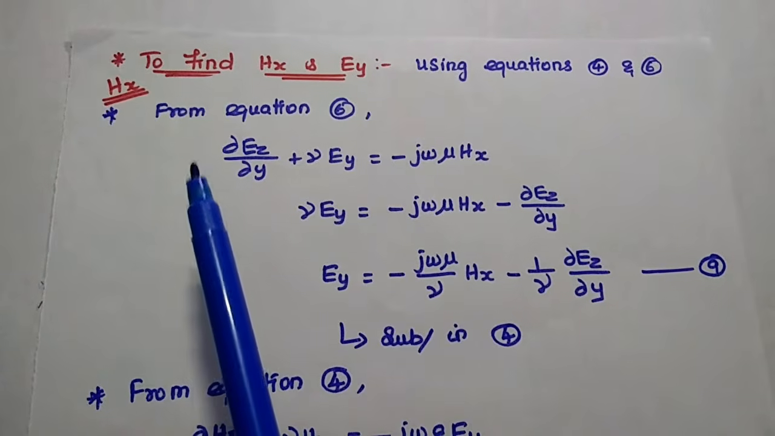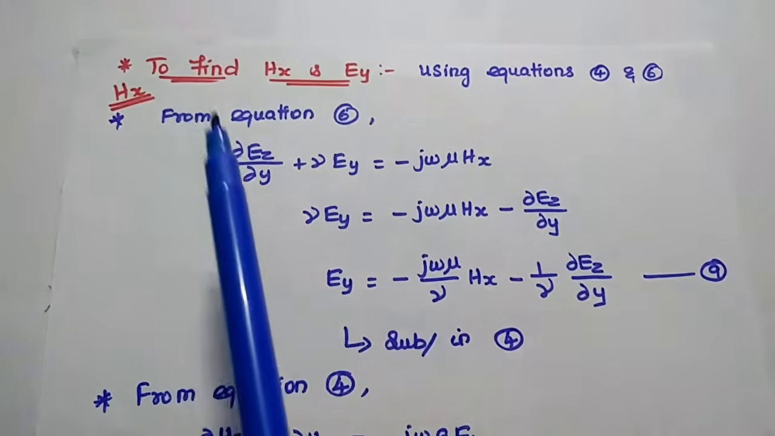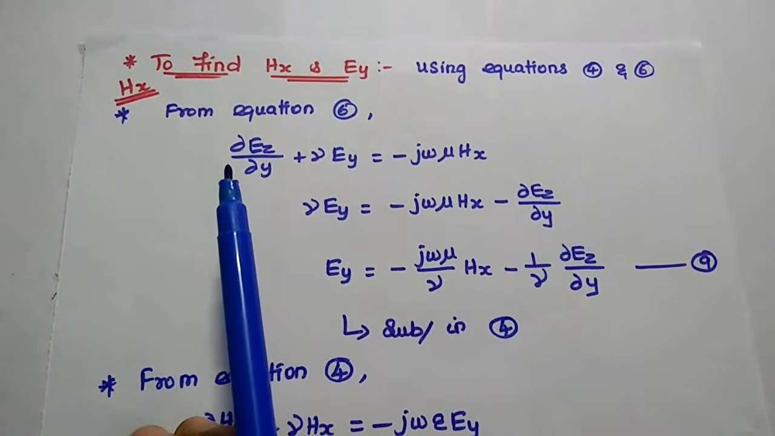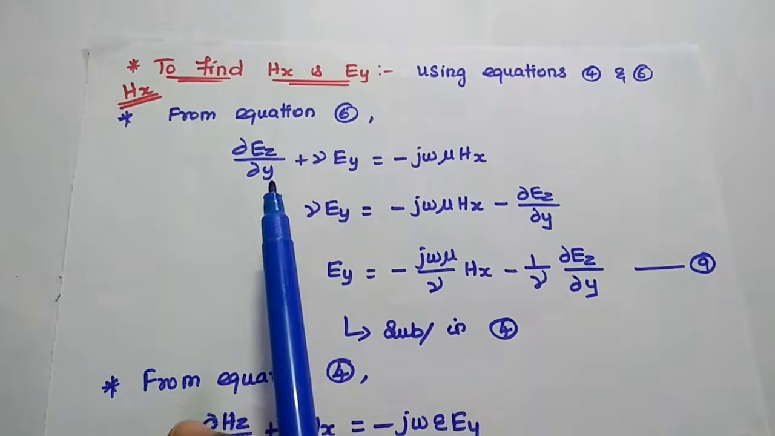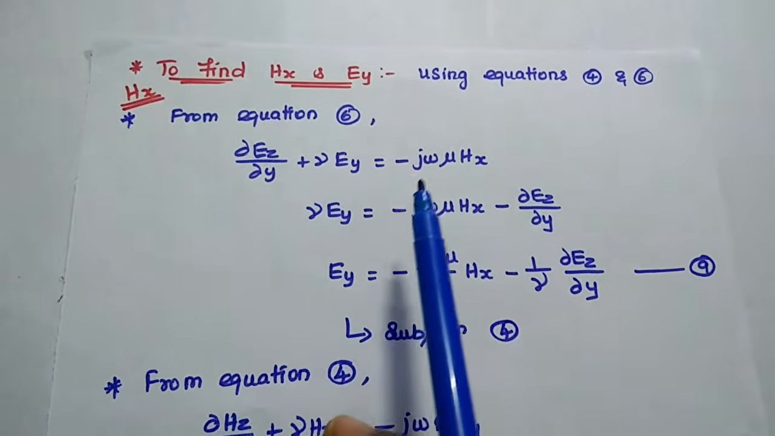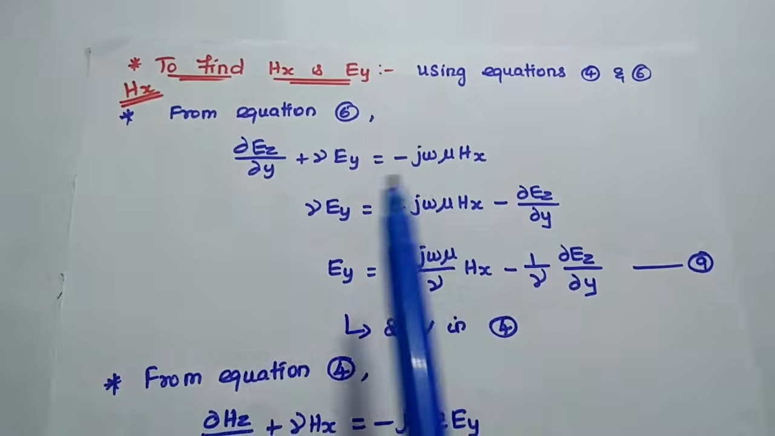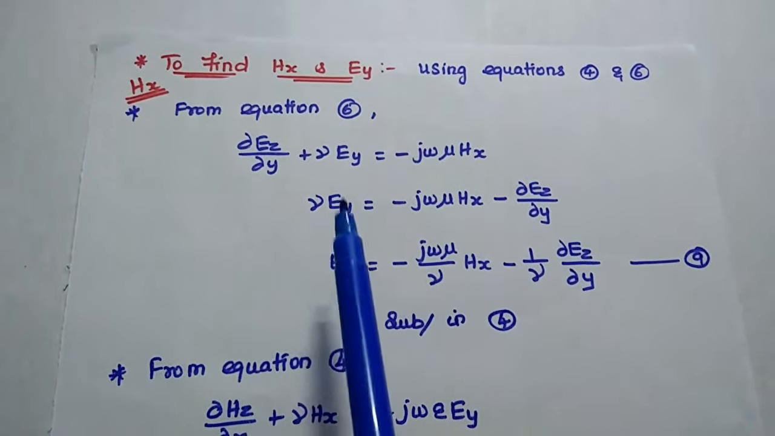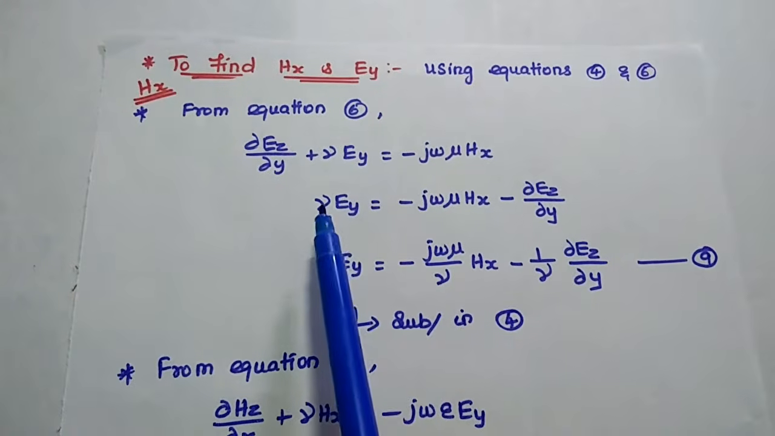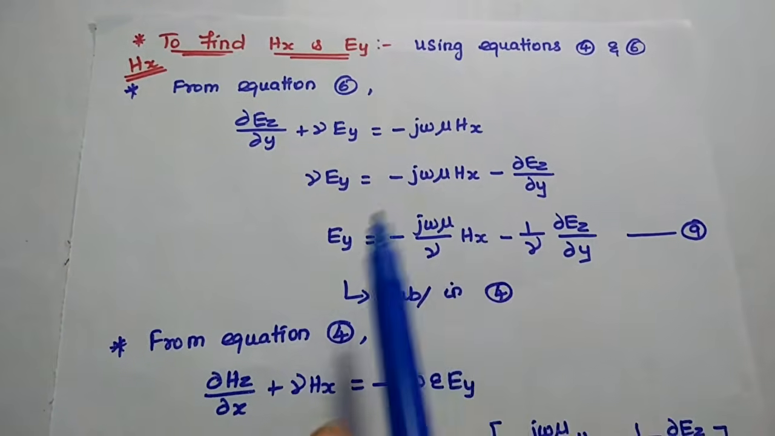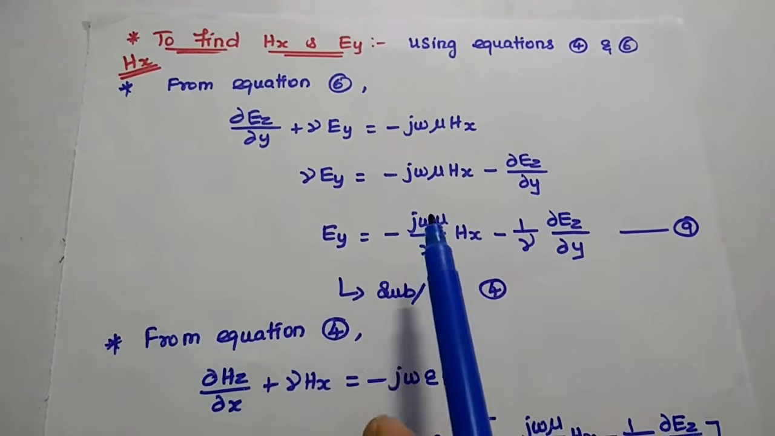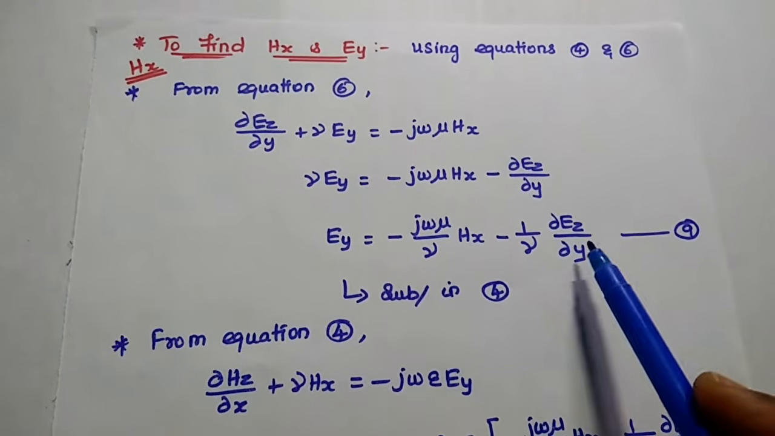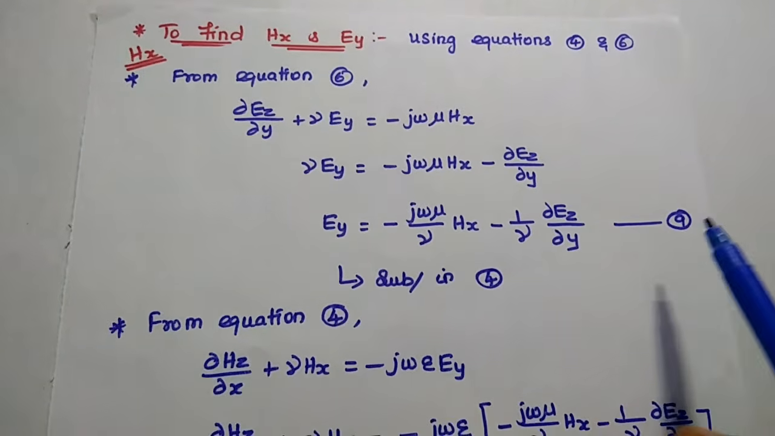First we are going to find out the field component Hx. For that, we are going to use the sixth and fourth equations. From the sixth equation, ∂Ez/∂y + γ Ey = −jωμ Hx. We can move this ∂Ez/∂y to this side as a minus, and then we can find this Ey value by moving this gamma to this side as a denominator. We get Ey = −(jωμ/γ) Hx − (1/γ) ∂Ez/∂y. Consider this as the ninth equation.